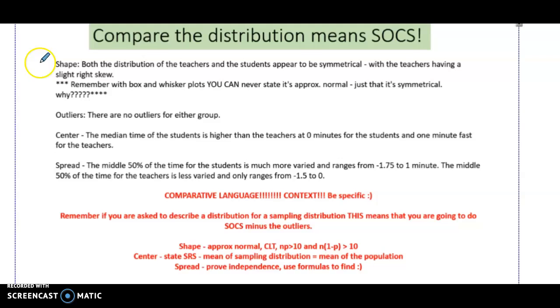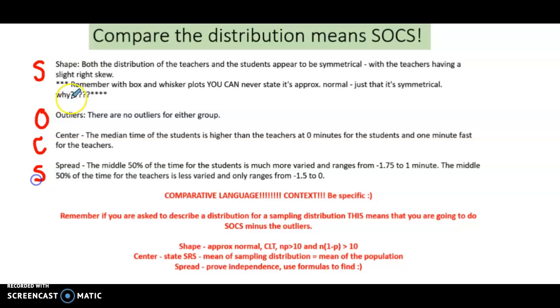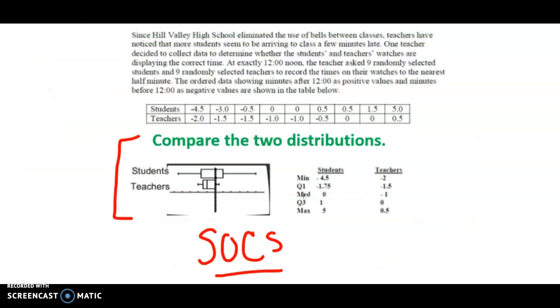All right, number one, SOCS is going to be my shape, outliers, center, and spread. Remember here, we're never stating it's approximately normally distributed. It is either going to be symmetrical, right skewed, or left skewed, and this needs to be in context, okay? So both the distribution of the teacher and the student appear to be symmetrical, with teachers having a slight right skew. So if we take a look at our graphs right here, okay, approximately symmetrical, the whiskers are about the same size, the median is a little bit on the right, but that's okay.